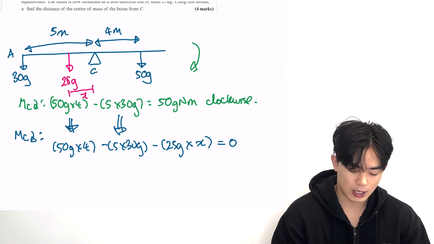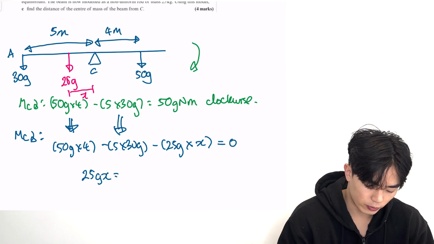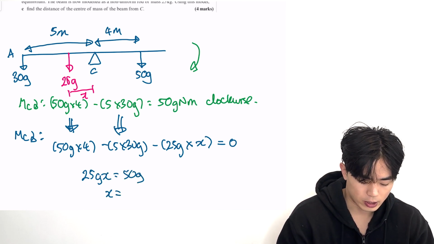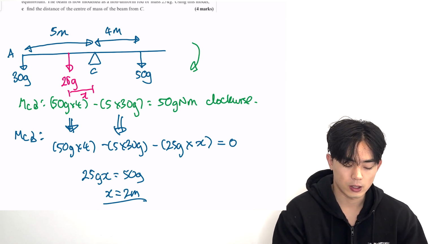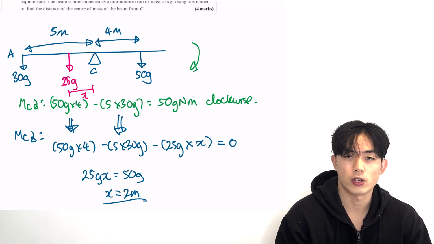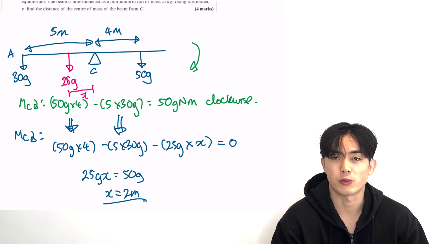And then all you have to do now is we have 25Gx is equal to 50G. Therefore, x is going to be 2 meters away from C, just to the left of C. So as long as you clearly understand the question and the positioning of every single position, then applying the moments is the same method as we've been doing all this time.